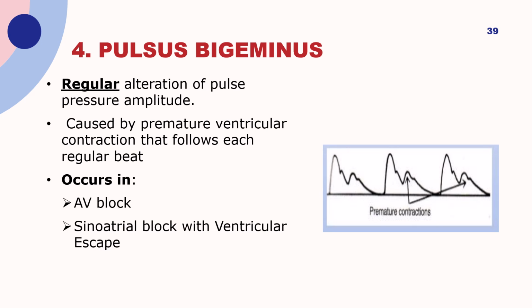Pulsus bigeminus is a regular alternation of pulse pressure amplitude. It is mainly caused by a premature ventricular contraction that follows each regular beat. It is seen mostly in AV blocks and sinoatrial block with ventricular escape rhythms.